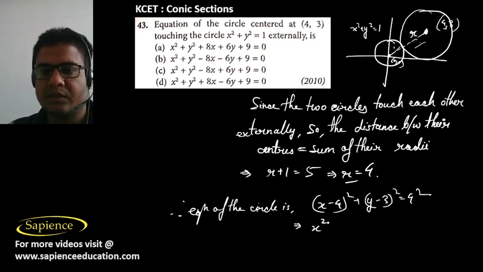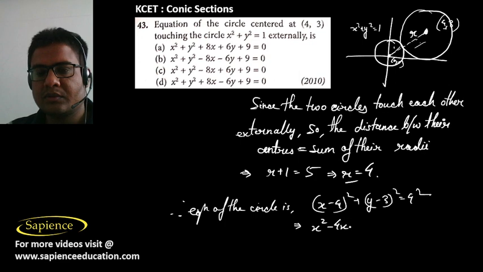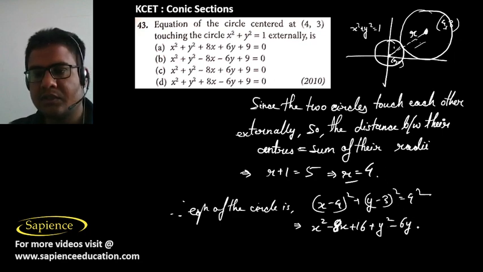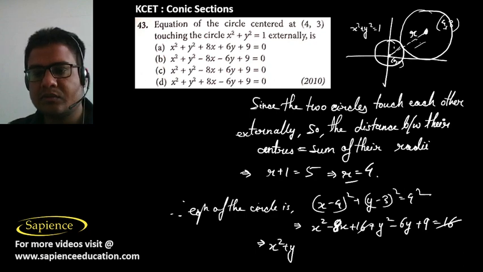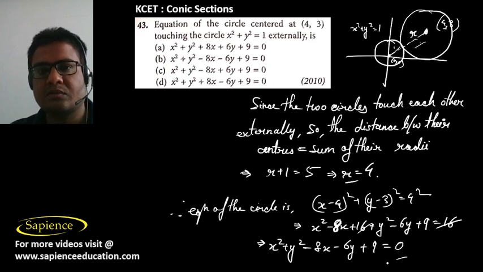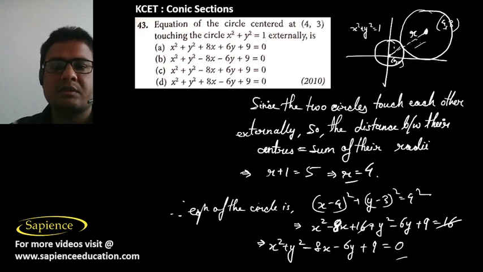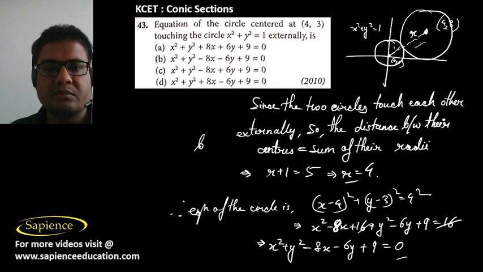So therefore we can say that it is x square minus 8x plus 16 plus y square minus 6y plus 9, that is equal to 16. So 16 and 16 will cancel. So this will be x square plus y square minus 8x minus 6y plus 9, that is equal to 0. So option B is the correct answer.